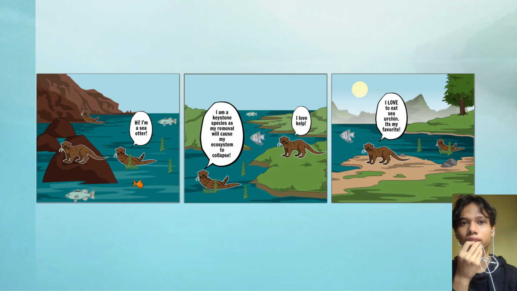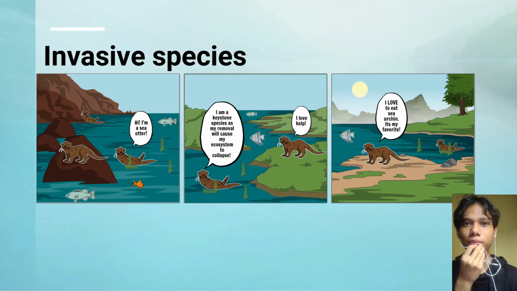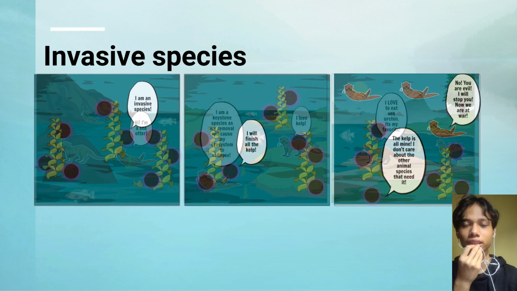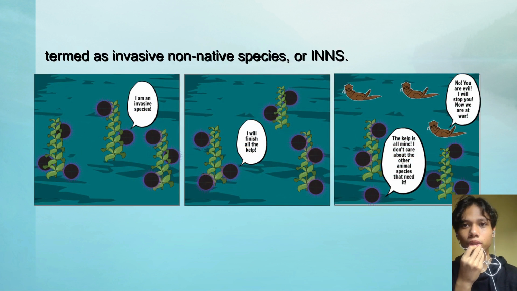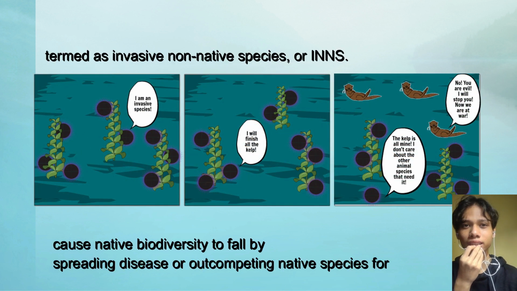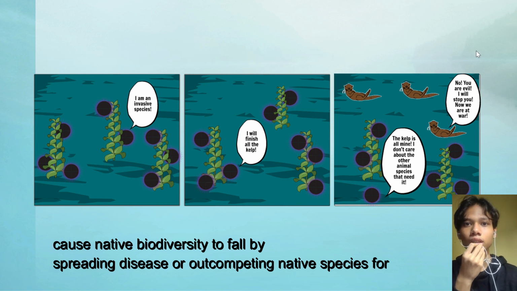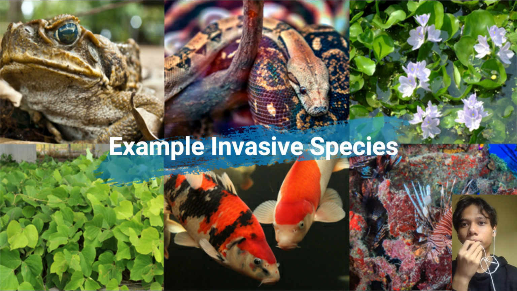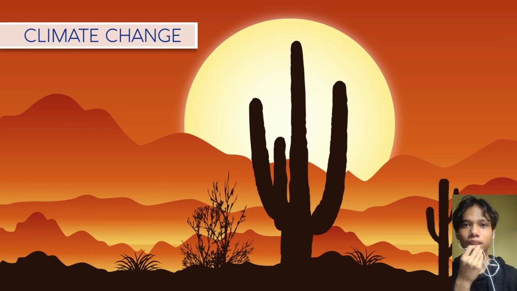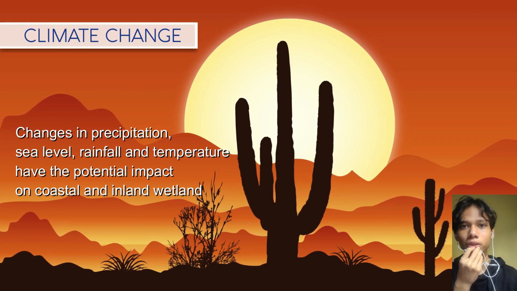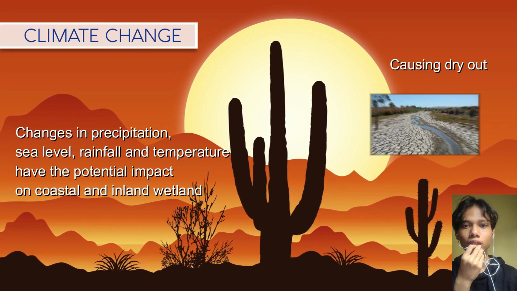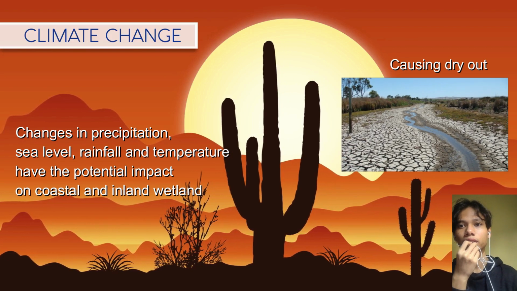And other than that is invasive species. Some species can be extremely damaging. These are termed as invasive non-native species or INNS, causing the native biodiversity to fall, spreading disease or competing with native species for food or space. Lastly is climate change. The relationship between wetlands and climate change is complex. Changes in rainfall and temperature pose a significant threat to wetlands, causing them to dry out.